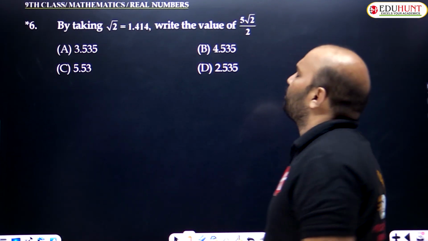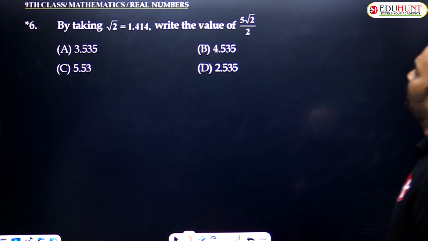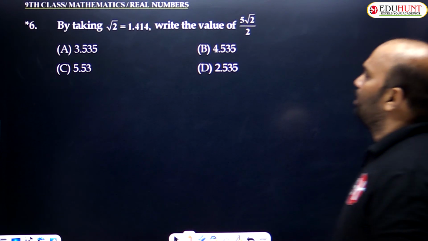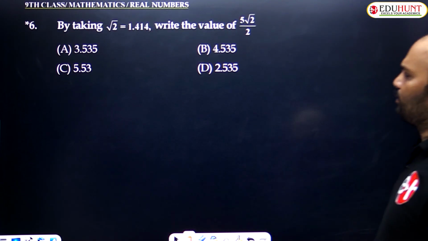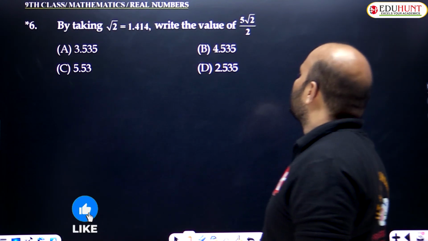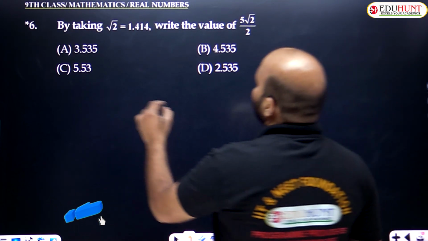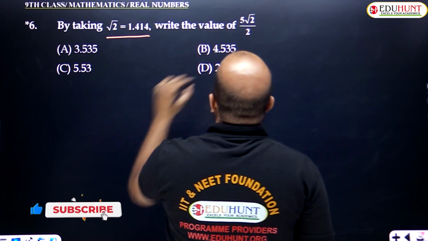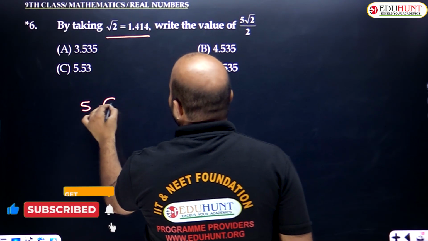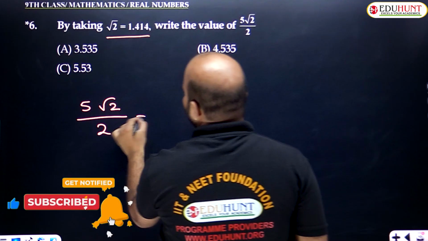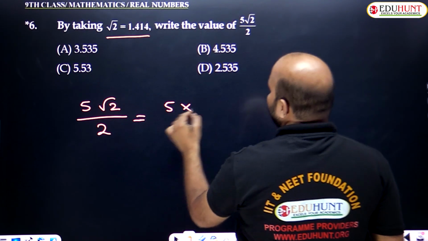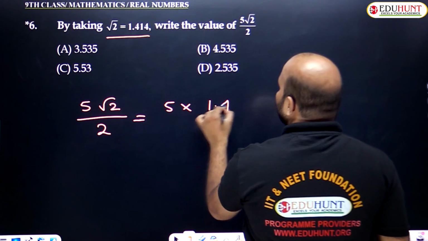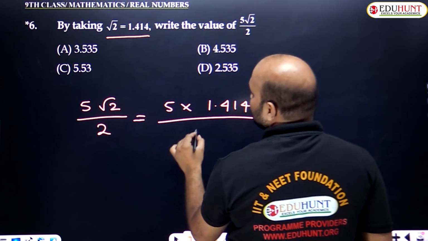By taking root 2 equals 1.414, write the value of 5 root 2 by 2. Option A 3.535, option B 4.535, option C 5.53, option D 2.535. So what is the given value? The root 2 value is already mentioned. But the question I am asking is 5 root 2 by 2. Directly put the root 2 value into that equation. So it can be written as 5 into the root 2 value 1.414 whole by 2.